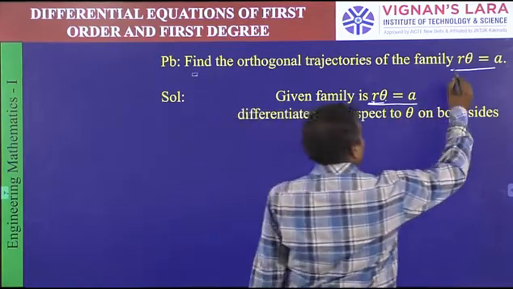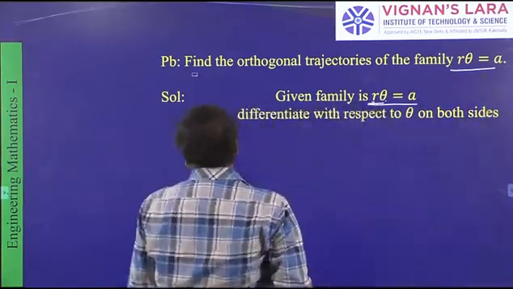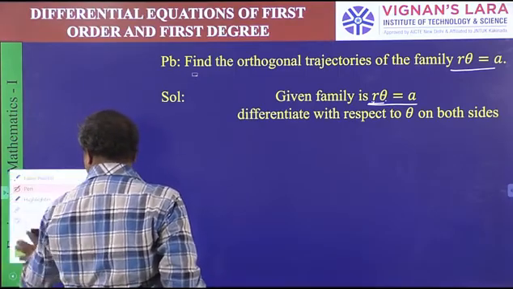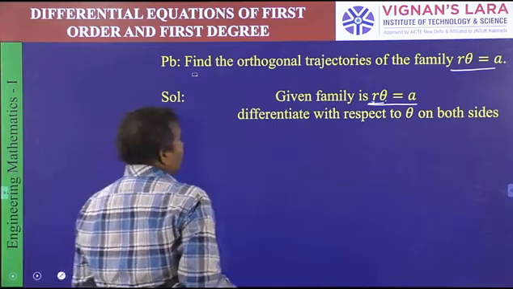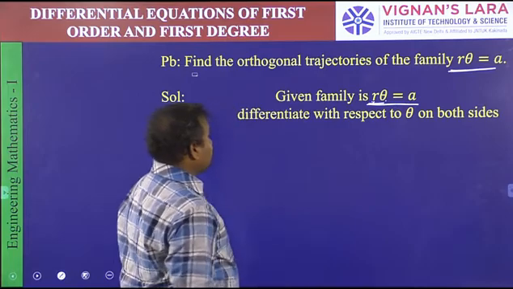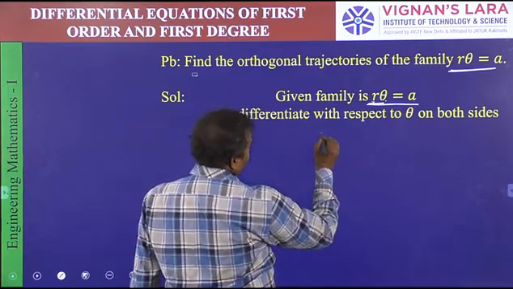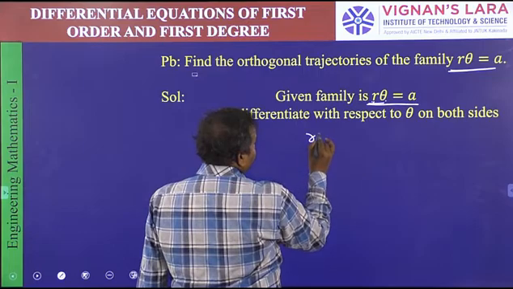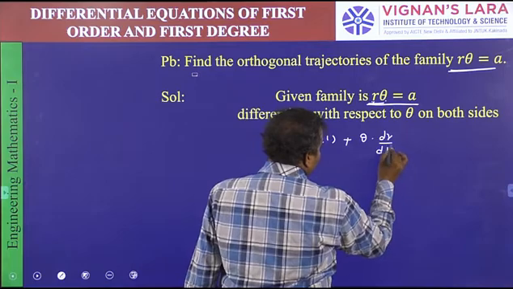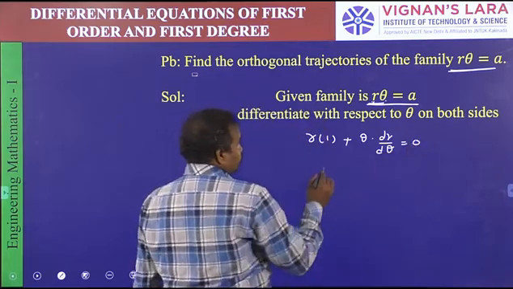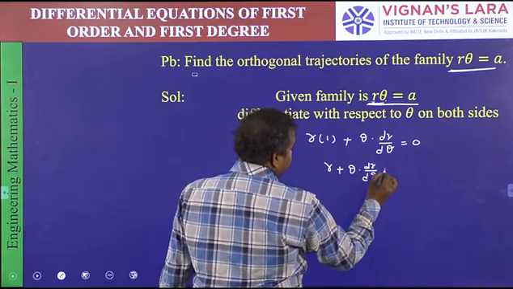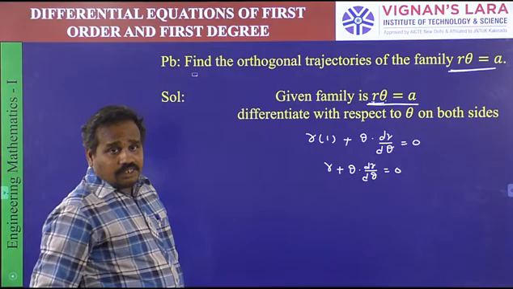Find the orthogonal trajectories of the family r theta is equal to a. Given family equation r theta is equal to a. Differentiate with respect to theta on both sides. So r into theta derivative is 1, plus theta into r derivative dr by d theta is equal to 0. So the equation is r plus theta into dr by d theta is equal to 0. Here this is our equation.